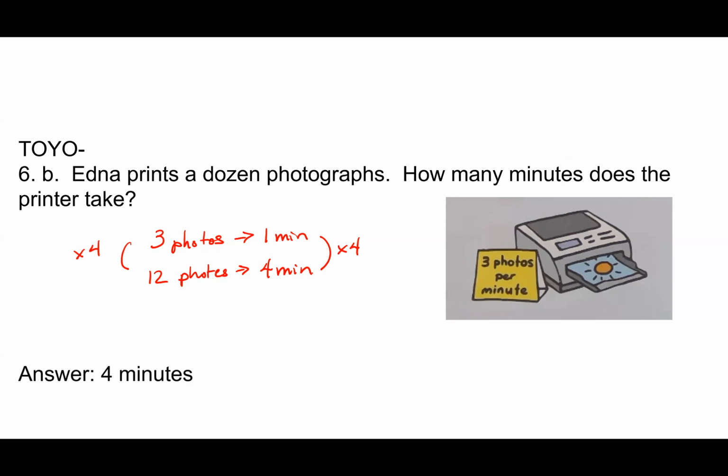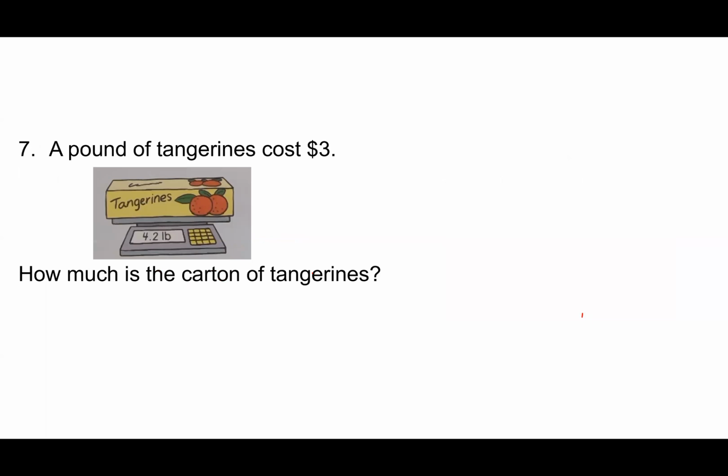The last one already? Oh, that's right. We still have the exit ticket. Okay. All right, a pound of tangerines costs $3. How much is the carton of tangerines? Alex, you want to help me out? Okay. Oops, let's erase all of that. 1 pound is $3. Okay, good.